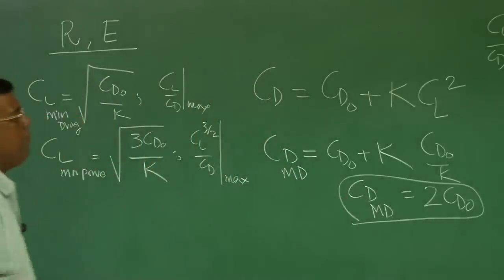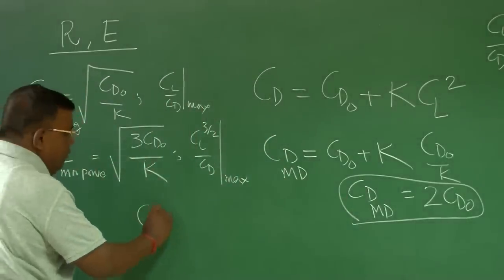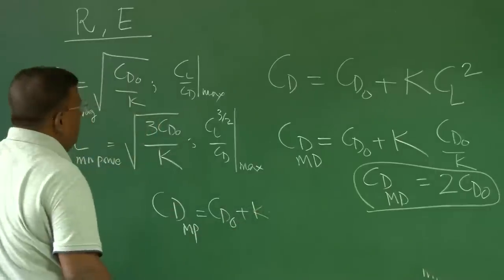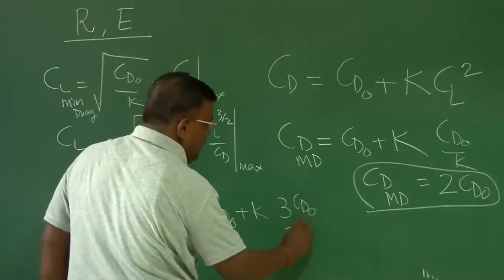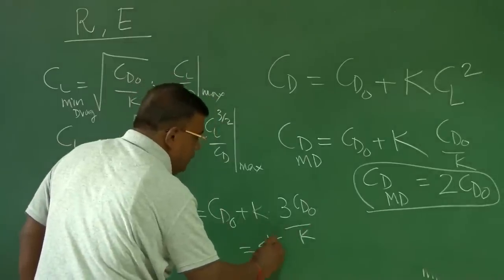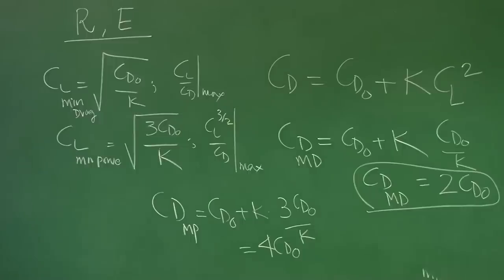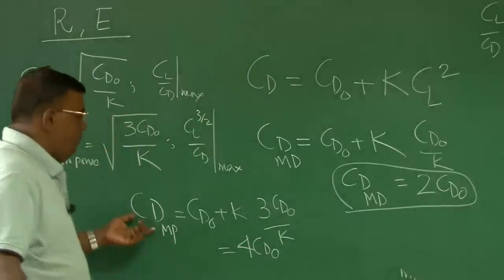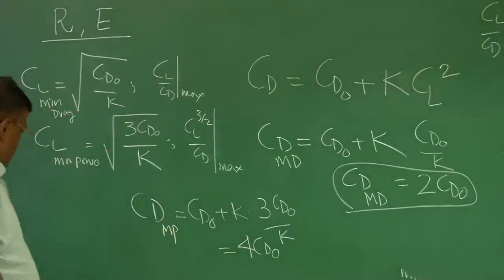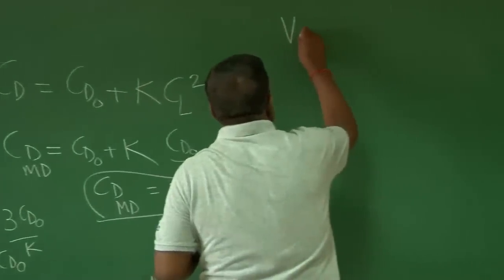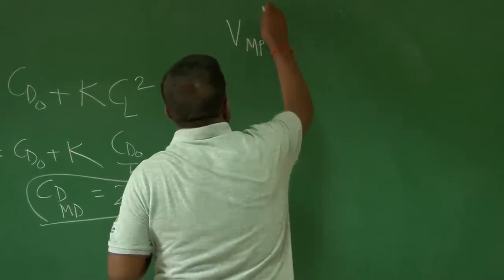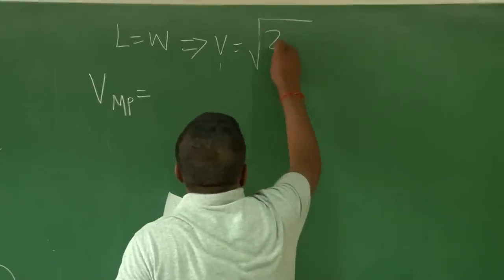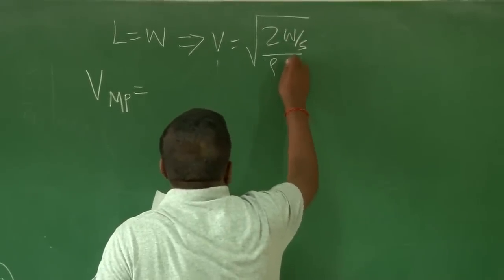This is nothing new for you. Similarly, CD for minimum power will be CD naught plus K into CL square, means 3 CD naught by K, so this is equal to 4 CD naught. Please notice this, that CD for minimum drag is twice the CD naught, and CD for minimum power is 4 CD naught. So obviously V for minimum power will be, because after all flying, lift equal to weight, that implies V equals under root 2 W by S rho CL.